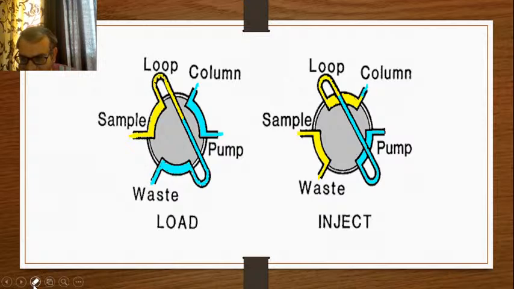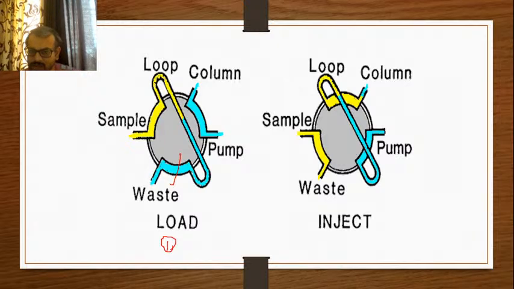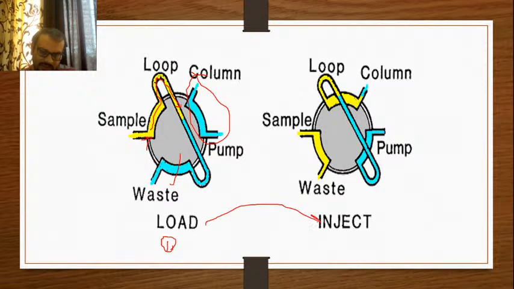So at the initial stage, when you are loading the sample, this is the first stage where your knob is at the loading position. The loading position makes sure that the sample to waste loop is active, and the entry of the sample into the other loop is prohibited. Now as soon as the sample has been introduced in the loading phase, if you turn the knob towards the inject pointer, the pump to column loop gets activated, and the sample gains access into the column through the mobile phase.